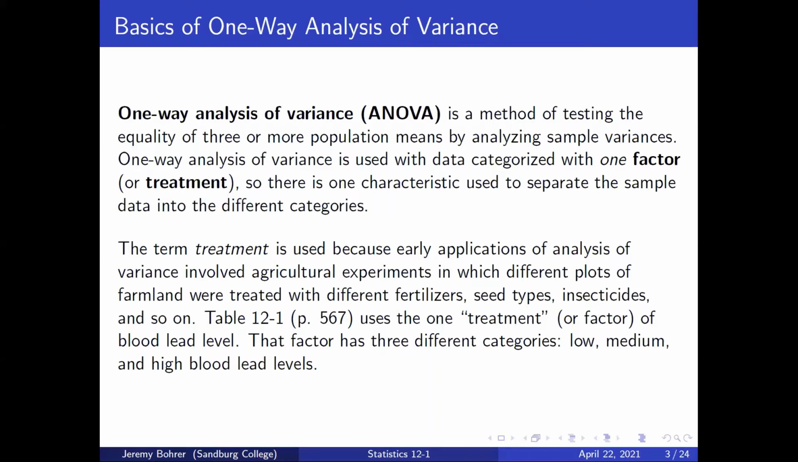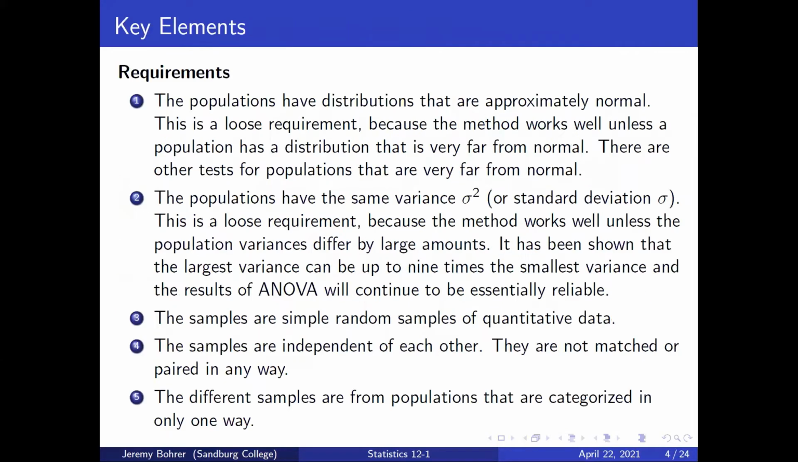Table 12.1 on page 567 uses the one treatment or factor of blood lead level. That factor has three different categories: low, medium, and high blood lead levels.